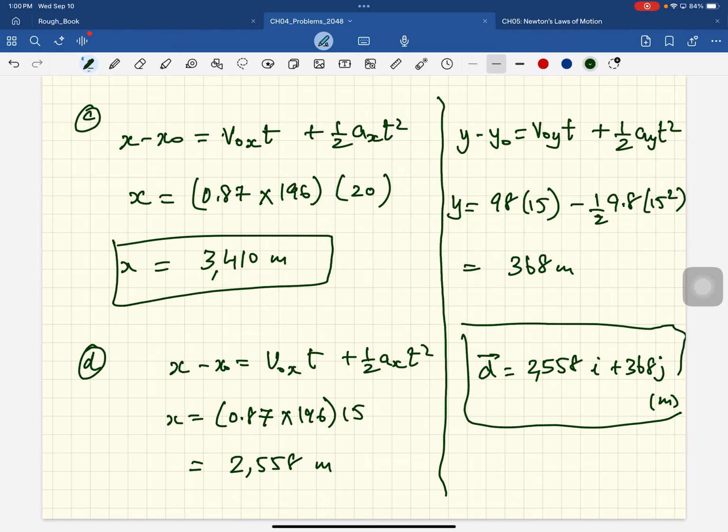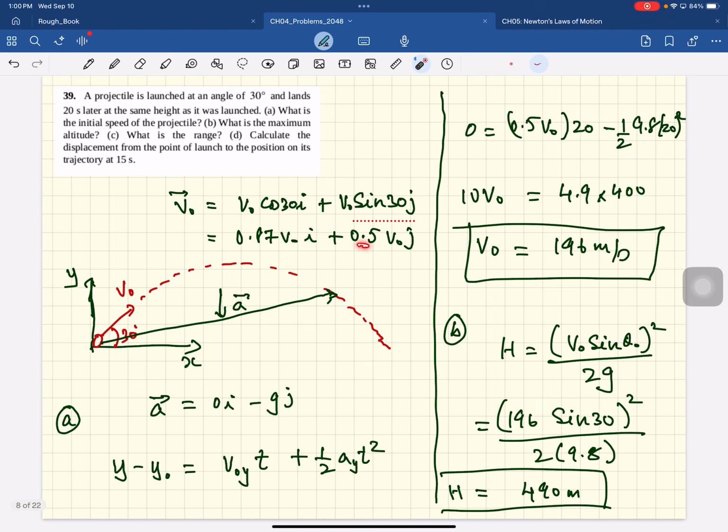Yep. Where's the 98 for the first part of the y component? This guy is half of v naught, and half of that is 98. V naught times sine 30. Okay. Yep. Where did the 15 come from? That makes sense. Makes a lot of sense.